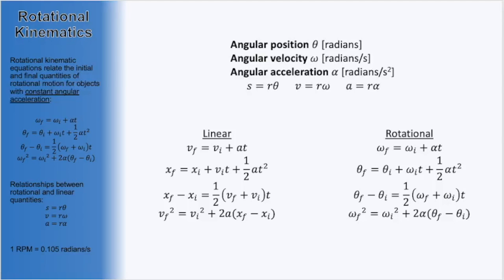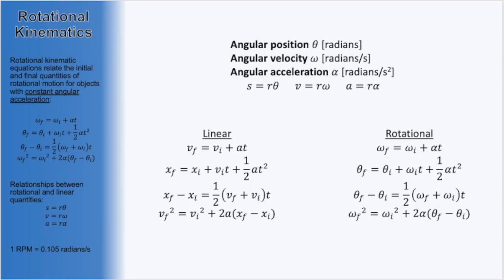same way. Instead of linear position x, we have angular position theta, which tells us about the current angle an object is located at, or by what angle the object has spun in radians. Rather than linear velocity, we have angular velocity, which measures how fast an object is spinning, or in other words, how many radians each second the object has passed through.